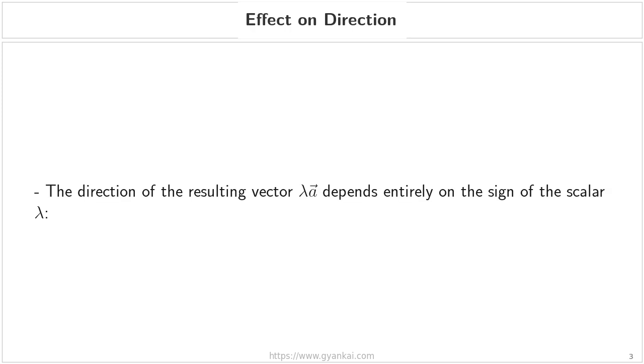Effect on direction. Now that we have established what a vector and a scalar are, let's look at how the scalar actually changes the vector. As you can see on this slide, the direction of our resulting vector, which we call lambda vector A, depends entirely on the sign of the scalar lambda. Let's break this down into three specific cases.